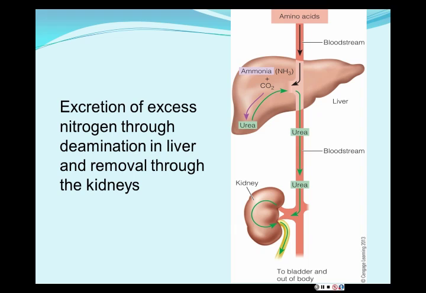In your book, this is a look at that process. Excretion of excess nitrogen through deamination in the liver, and then removal through the kidneys.